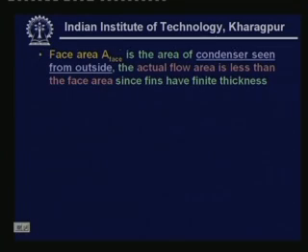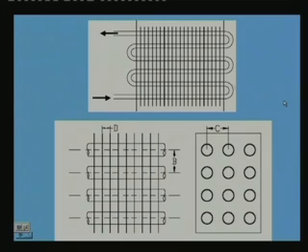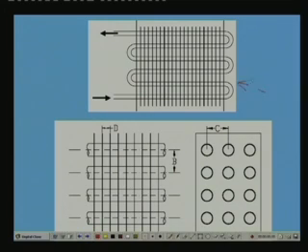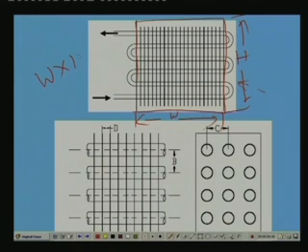Now, what is the face area? Face area is the area of condenser seen from outside. Okay, that means this is the plate fin type of condenser. So, this is how you see it from outside. Okay, so the face area is nothing but this area. If this is the width and this is the height, this entire thing is the height and this is the width, then face area is W into H.